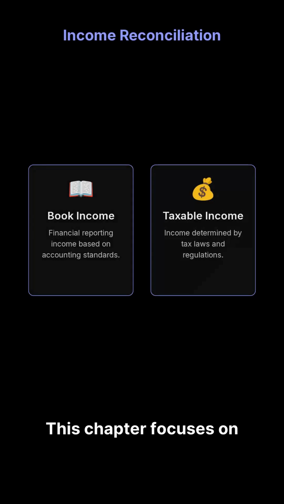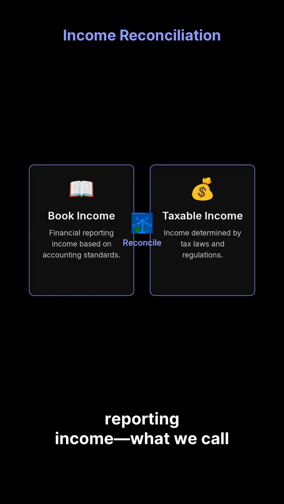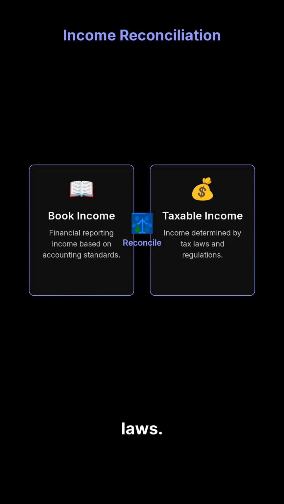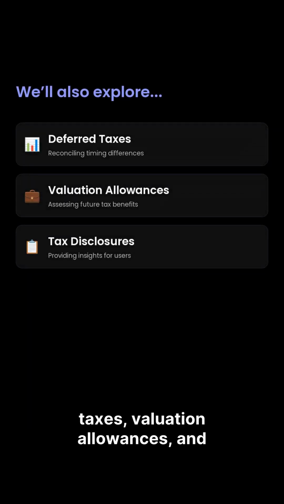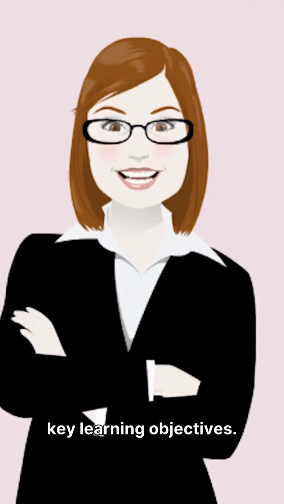In this video, we'll take a closer look at Chapter 14, Income Tax Reporting. This chapter focuses on how companies reconcile financial reporting income, what we call book income, with taxable income as determined by tax laws. We'll also explore deferred taxes, valuation allowances, and how tax disclosures provide important insights for financial statement users. Let's begin with the key learning objectives.